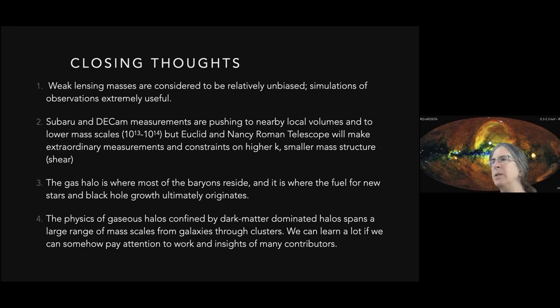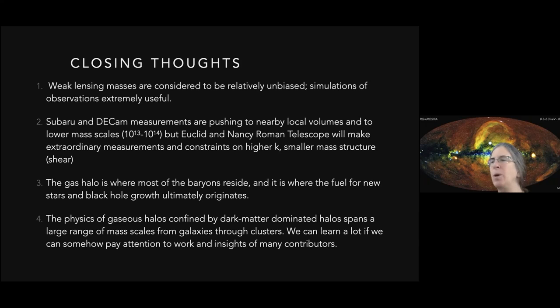Subaru and DECam measurements are pushing these weak lensing techniques to nearby local volumes. I'm involved in a new project that just got a lot of DECam time. These data sets are extraordinary. It's like 2 terabytes per cluster. I don't know how we're going to manage that. Anyway, it's pushing these measurements to lower mass scales. And looking to the future, Euclid and the Nancy Roman telescope are going to make extraordinary shear measurements and constraints at higher k, smaller mass structure.